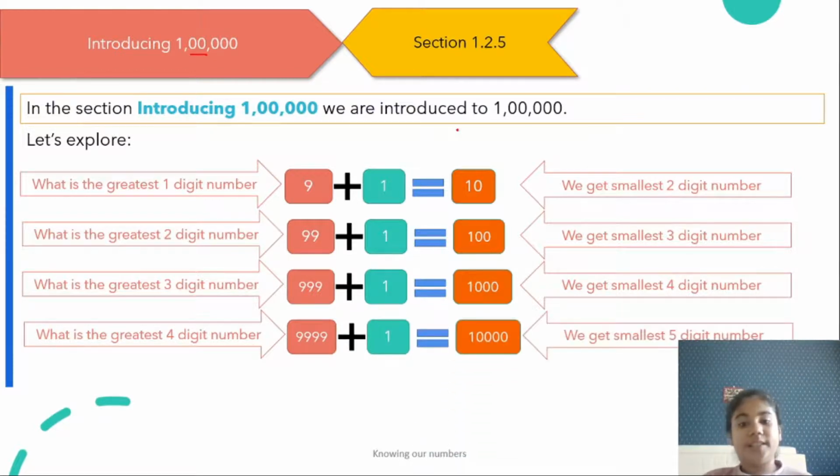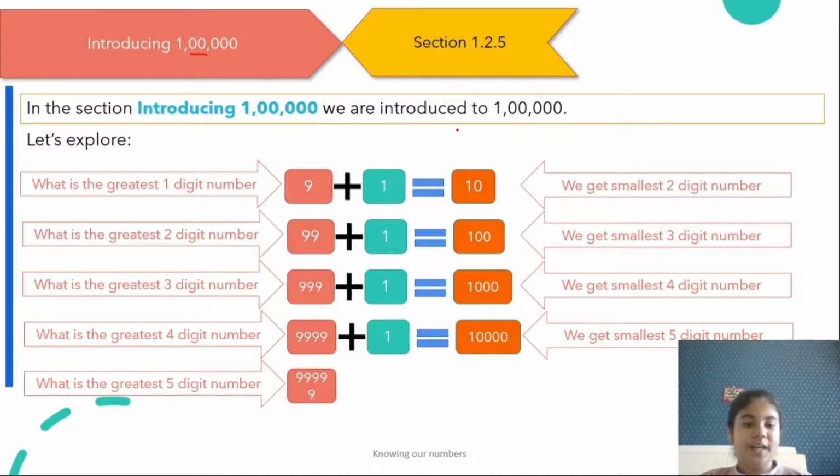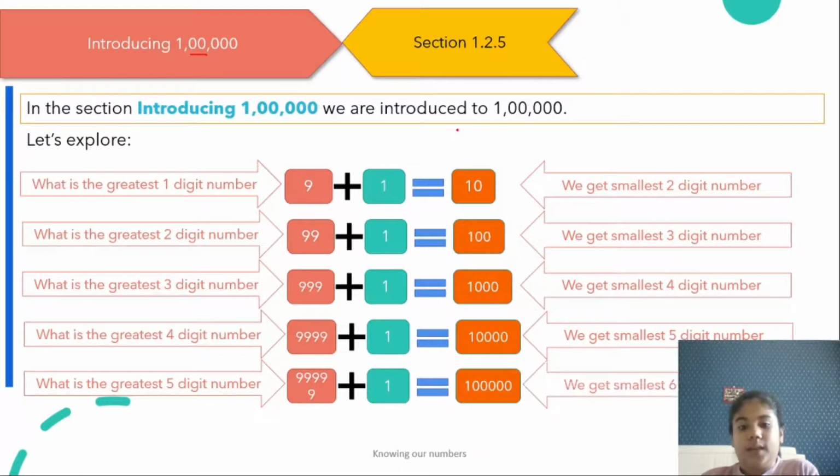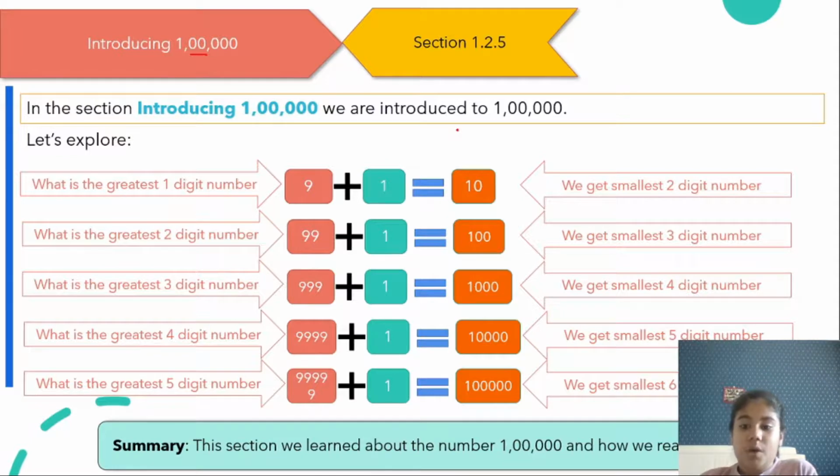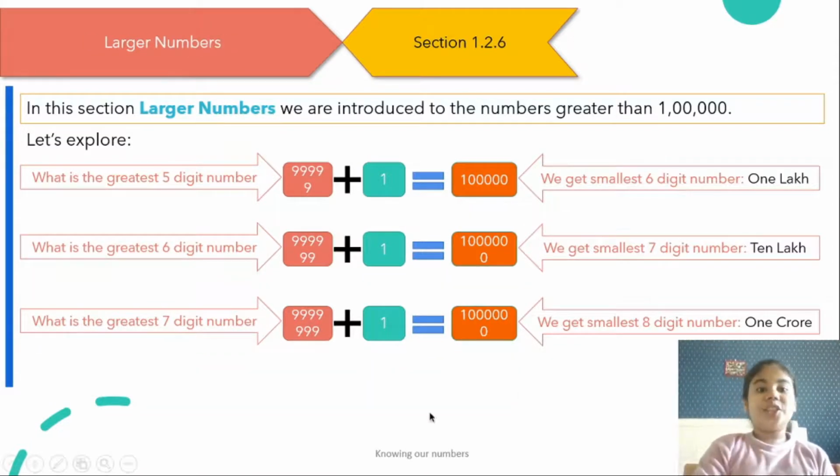Okay, so we have reached 10,000. What is the greatest 5-digit number? It is 99,999, plus 1 equals 1 lakh. We get the smallest 6-digit number. Okay, now comes the summary. In this section we learned about the number 1 lakh and how we reach there. In the next section, larger numbers, numbers greater than 1 lakh, will be introduced.